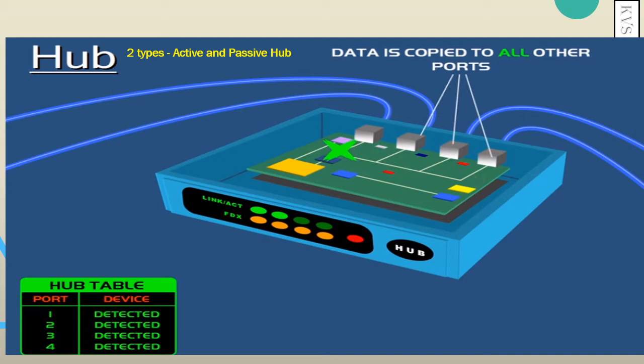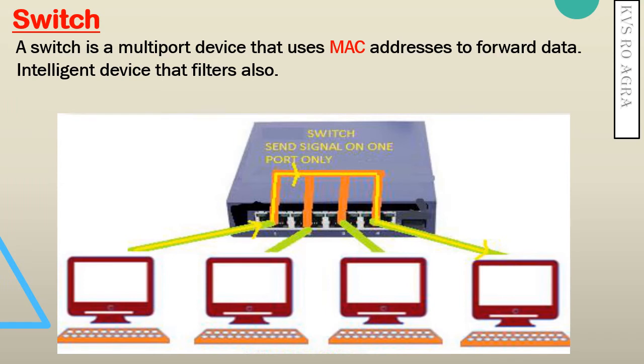Again, hub is of 2 types, active and passive hub. Active hub does one additional function, that is of the repeater. It also repeats the signal. Switch is a multi-port device used to connect multiple devices, but it works on MAC address to forward the data. Again, it is intelligent as compared to hub because it filters also. So as you can see here, this data is transmitted to switch, and from switch it is only going to one particular device for which it is intended.